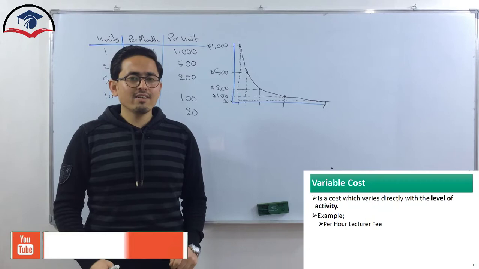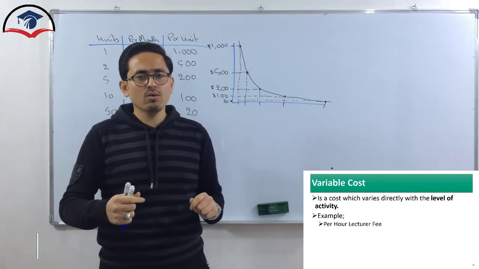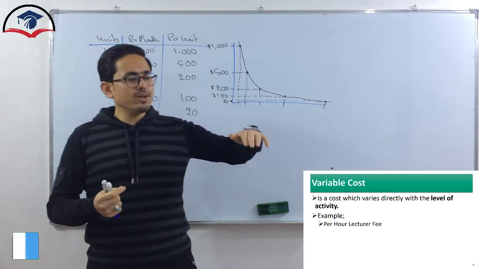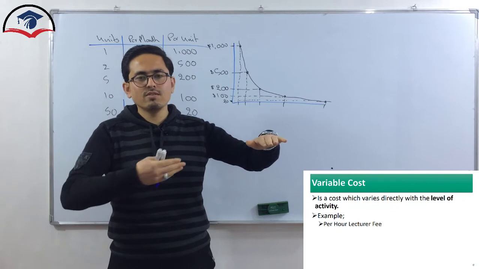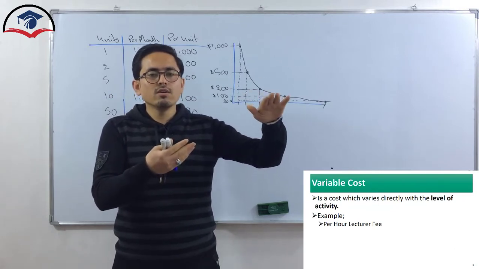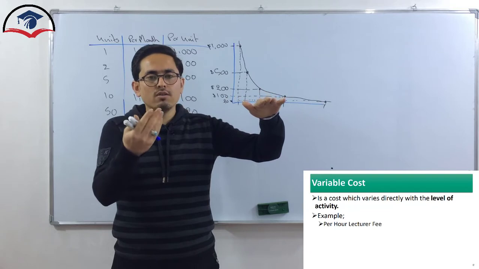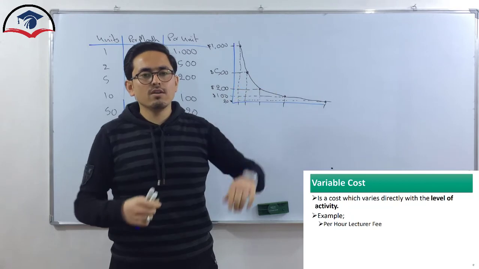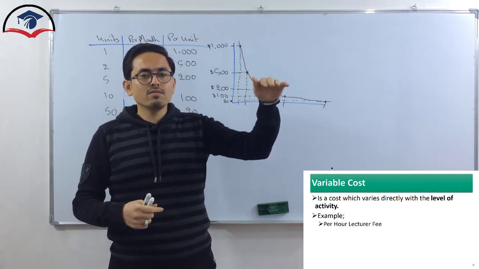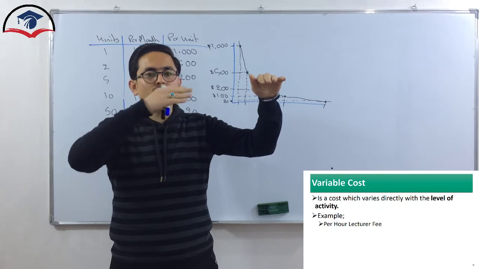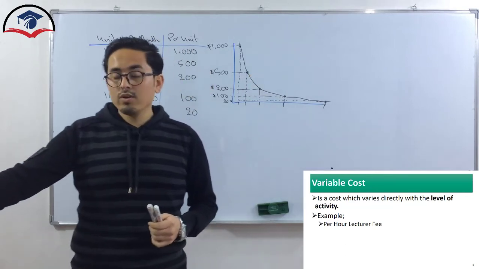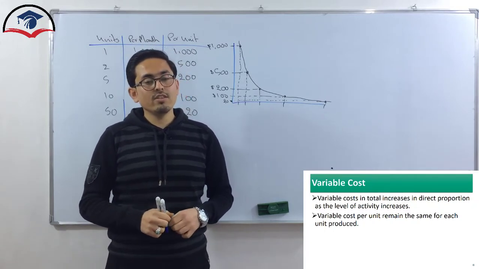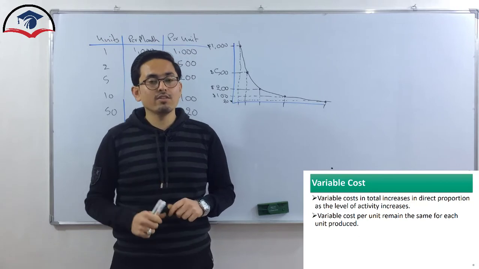A teacher is in the class and he is receiving his fee or his salary per hour of teaching. So when he teaches 1 hour, suppose he is receiving $10. For 2 hours, 2 multiplied by 10 will be $20. 3 hours, 3 multiplied by $10, $30. When the level of activity increases, the cost in total will also increase. What is the reaction of them? Variable cost in total increases in direct proportion as the level of activity increases.